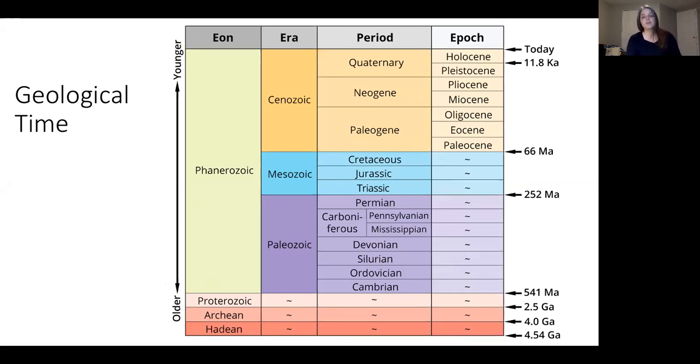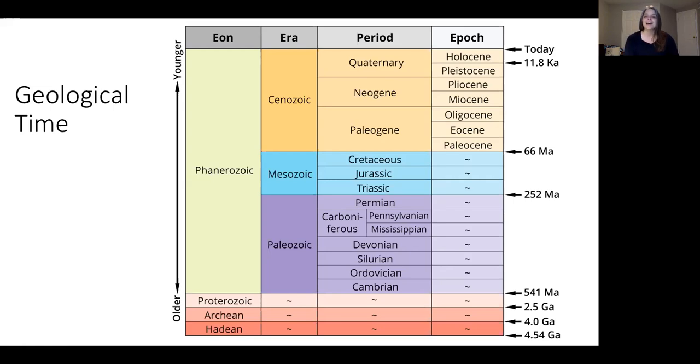Then we've broken up those different time sections into different names. So eons: the Hadean, Archean, Proterozoic, and Phanerozoic. The Phanerozoic is us today. And then we can break up those things into smaller time sections: era, period, and epoch.